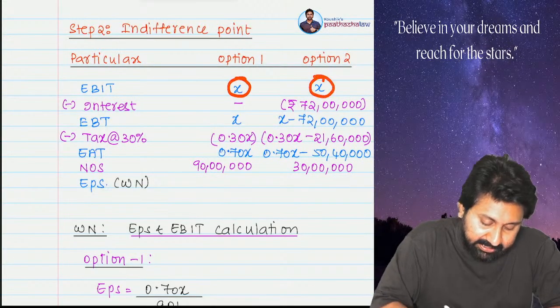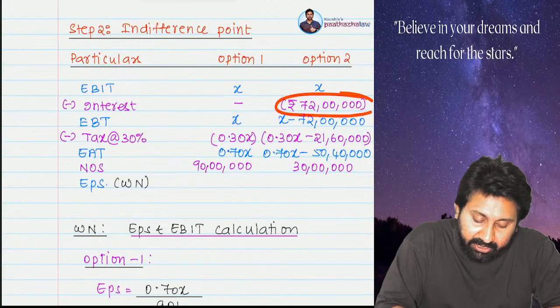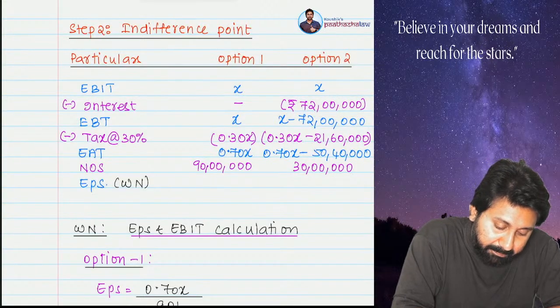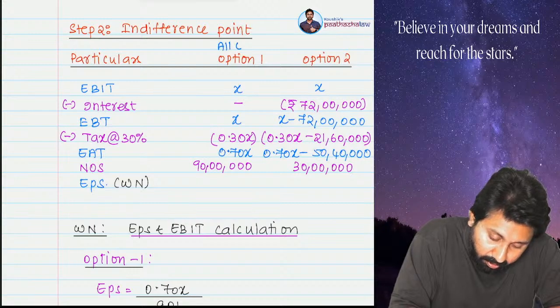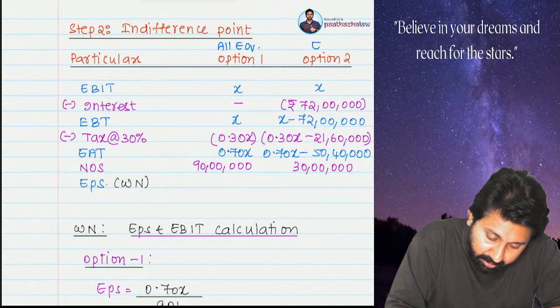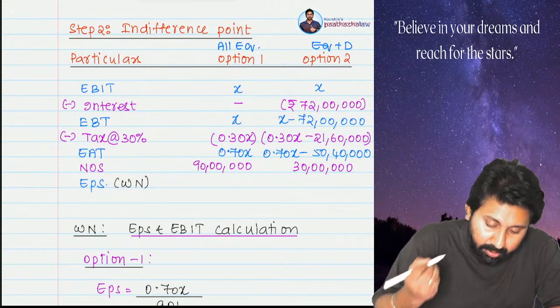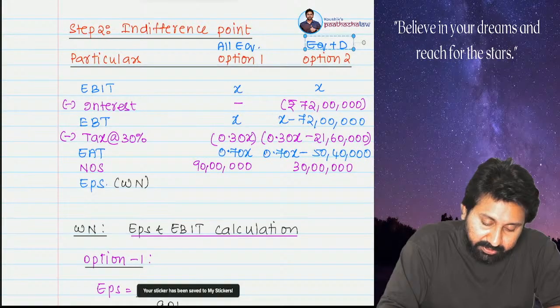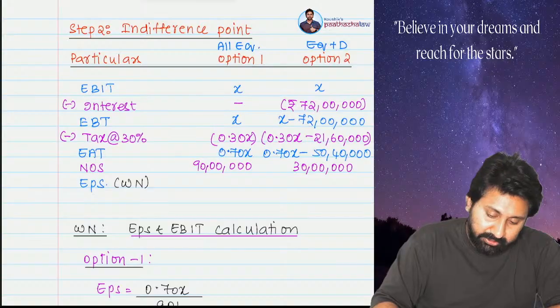EBIT is X. Interest is 72 lakh. Here interest will not be there. Option 1 is simply all equity. This one is equity as well as debt. Two kinds of situations will be coming. So see here now.